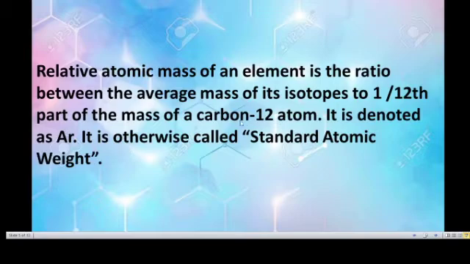What is standard atomic weight? The relative atomic mass of an element is the ratio between the average mass of its isotopes to 1/12 part of the mass of a carbon 12 atom. It is denoted as Ar. It is otherwise called standard atomic weight. The relative atomic mass is also called standard atomic weight.